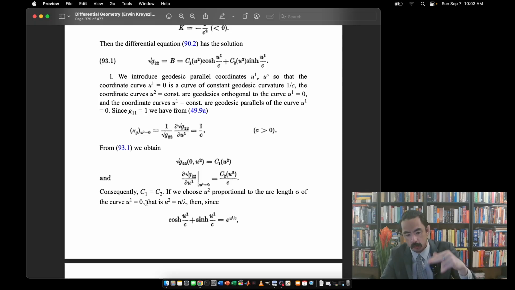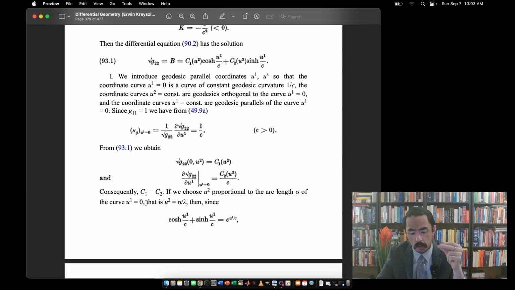From that solution, we obtain the square root of g sub 2 2, where u1 is equal to 0 and u2 is free, equal to, let's call it capital C sub 1 in terms of u2. And then the partial of the square root of g sub 2 2 with respect to u1, evaluated where u1 is equal to 0, we call capital C sub 2 in terms of u2, all over lowercase c. Consequently, capital C sub 1 is equal to capital C sub 2.